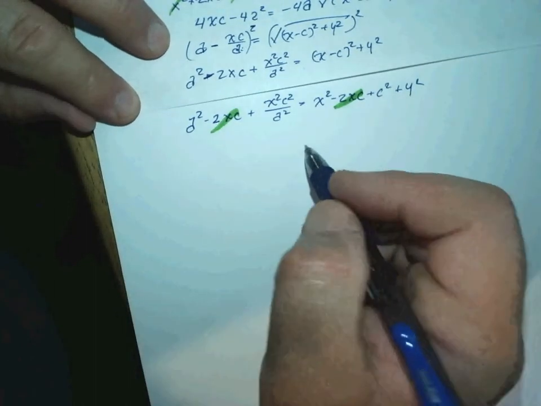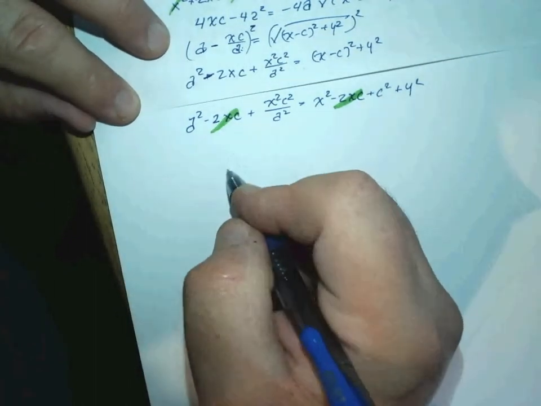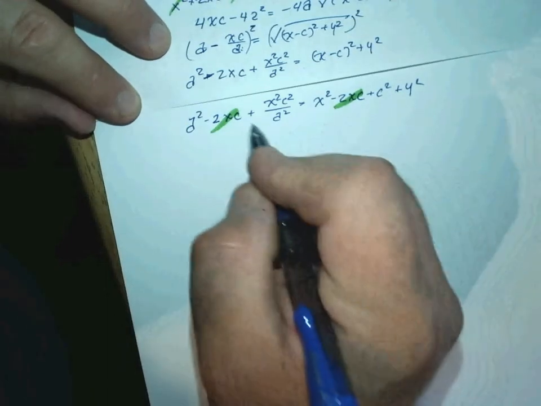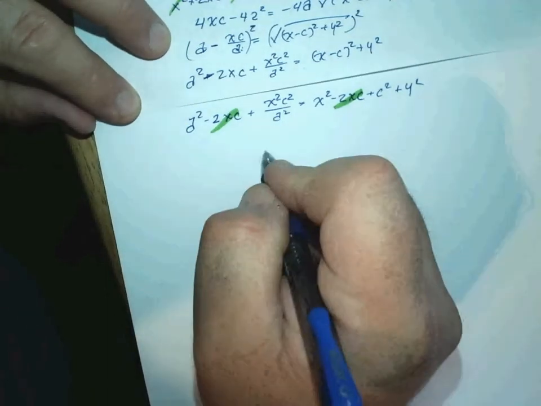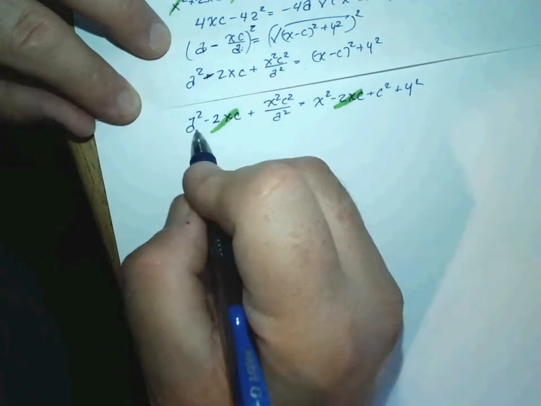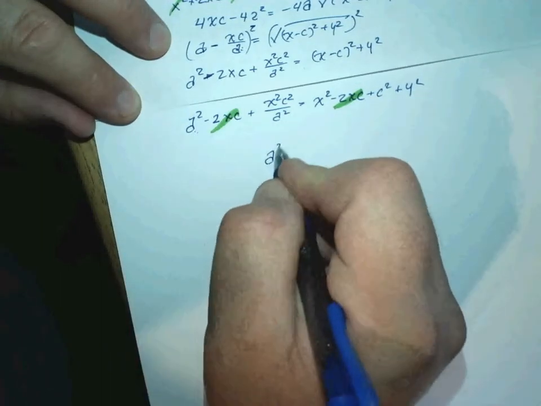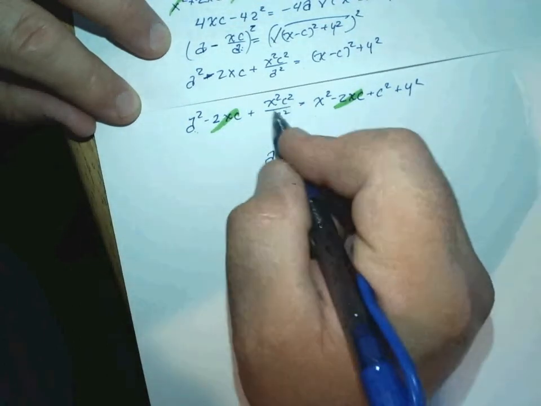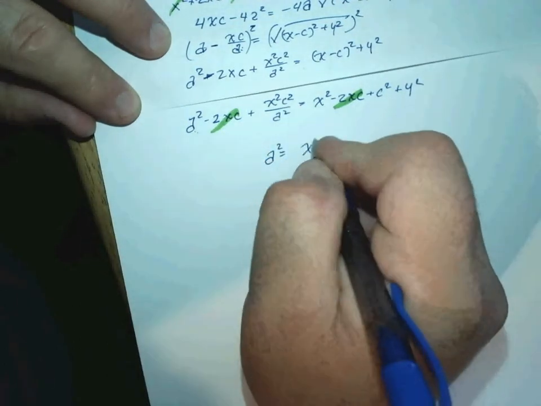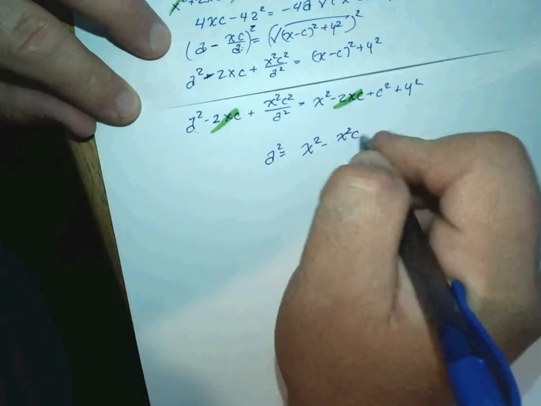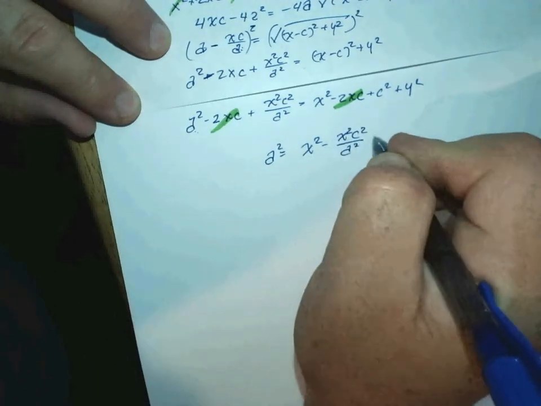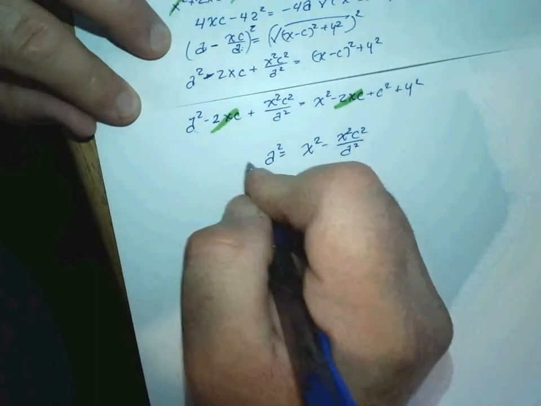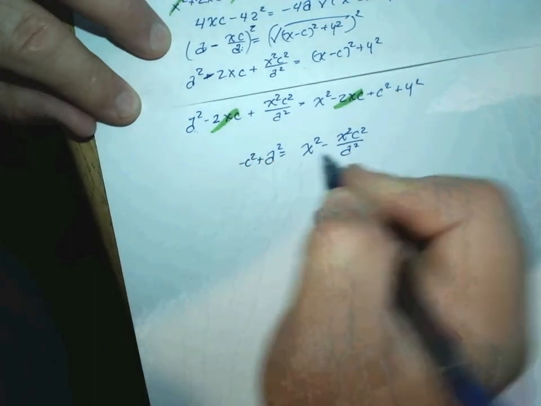Now, let's move everything over to the right here, except for the a². I'll leave the a² where it is. So that means I'm just moving this term. We're subtracting this from both sides. Oh, and I've got this c². Let's subtract that from both sides.